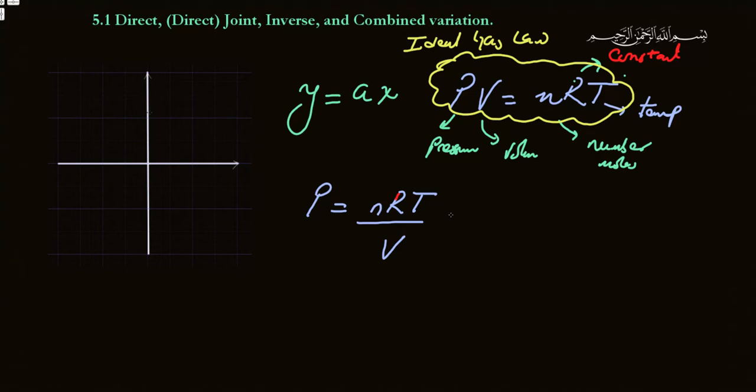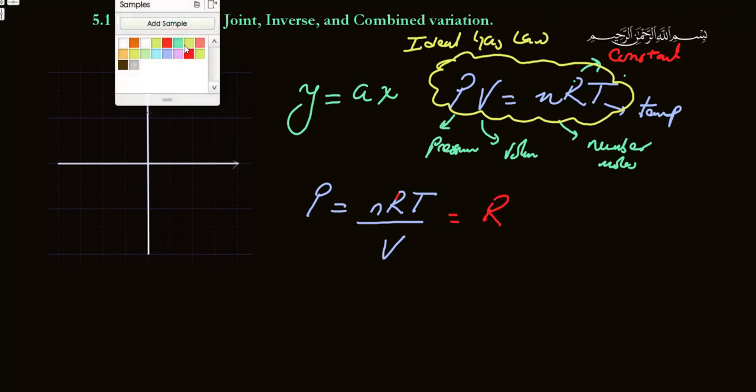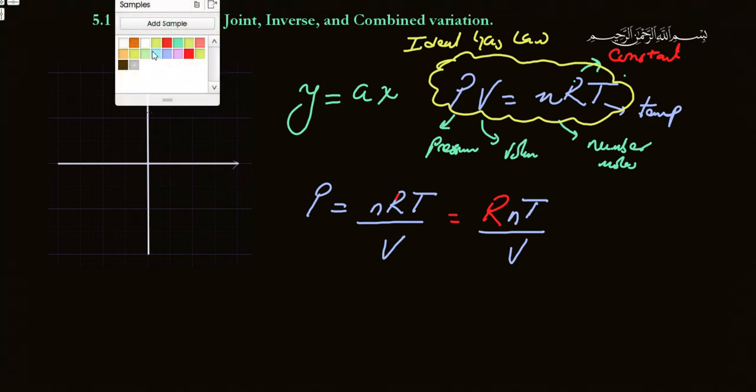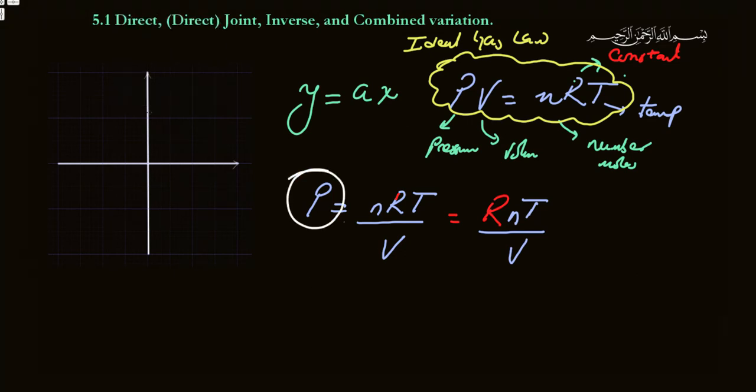So if you wanted to, you could rewrite PV equals nRT like this, with R being like the a. In this case, you can say that the pressure is directly related to the number of moles, n, and T. So it's jointly related to n and T.